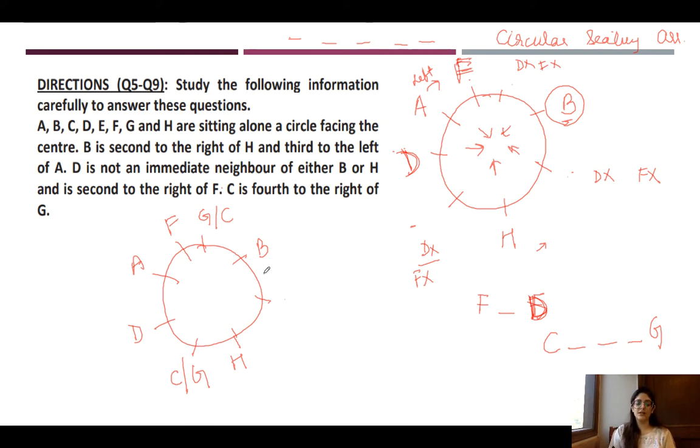What is left last? Last we are left with, we have A, B, C, D. Now only E is left. So that means this position is E's. So now we have clearly understood and from all the points given, we have figured out the actual seating arrangement. Now we're going to use the same seating arrangement and solve the questions.